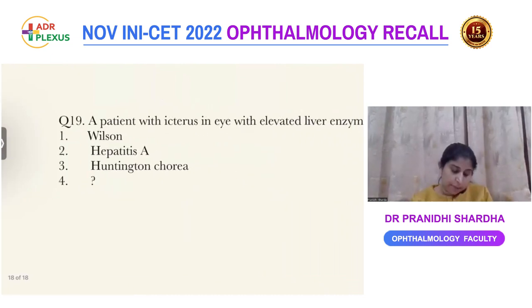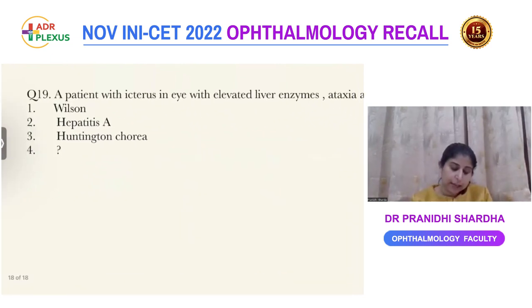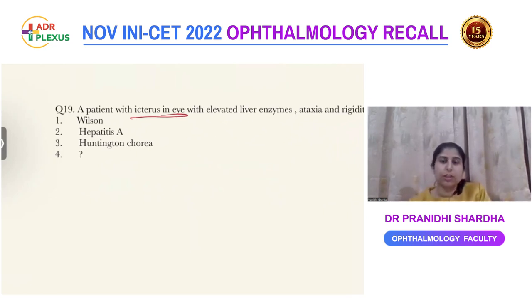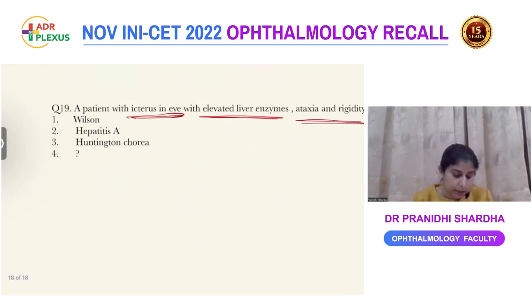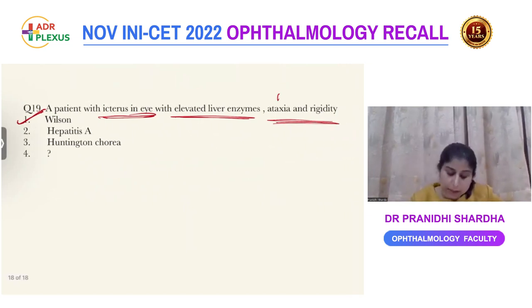The last question is: the patient with icterus in the eye, it is jaundice, the patient has jaundice which is seen in icterus, there are elevated liver enzymes, there is ataxia and rigidity. A very classical presentation, a very straightforward question, that is Wilson disease. Ataxia and rigidity are due to the involvement of the basal ganglia. Elevated liver enzymes are due to the involvement of the hepatic structures, and the icterus in the eye.